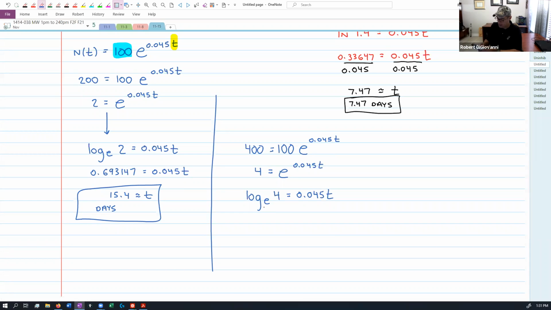Again, it's natural log, right? Because it's log base e. So you get 1.38629 equals 0.045 t, and then divide that by 0.045. And you get 30.8, which is approximately t, in days, right?